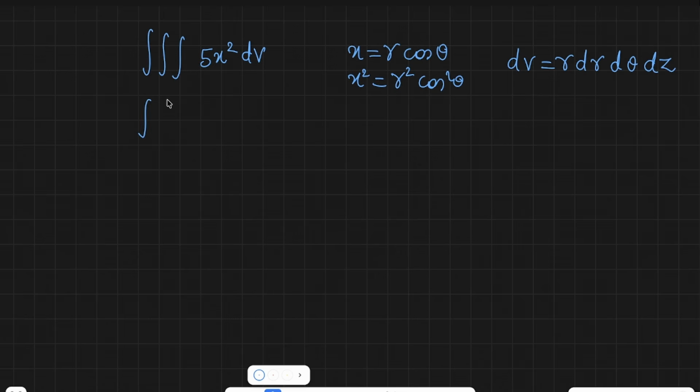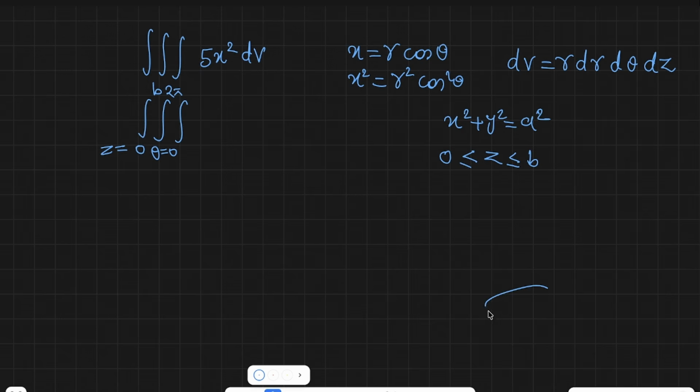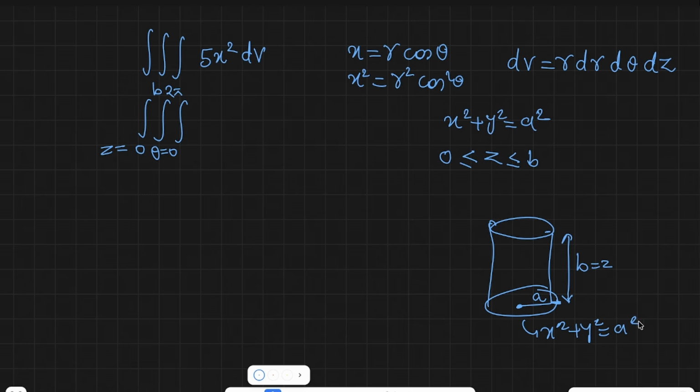Okay, so here, because x square plus y square is equal to a square is given, and z is given from 0 to b, the limit of z will be from 0 to b. Theta is from 0 to 2 pi, because the whole circle is there like this. This is the cylinder. So this length is given as b, from 0 to b. This is your z length, and this is the given length a. So this is basically x square plus y square is equal to a square.